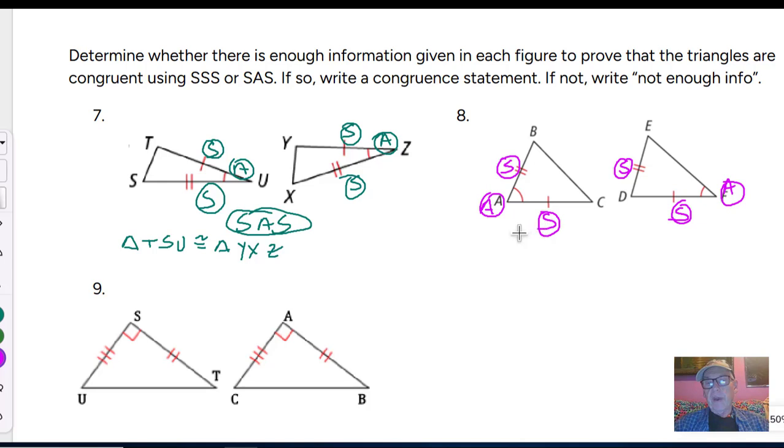But we've got two different patterns. This one has an SAS pattern. This one actually has an SSA pattern. So we can't say that they're congruent, and we can't name any kind of a congruent statement since they're not congruent.